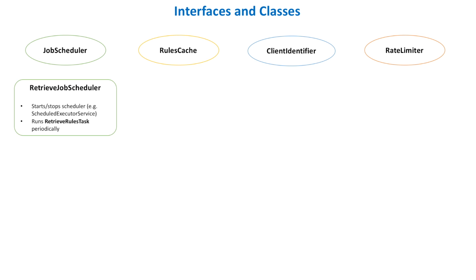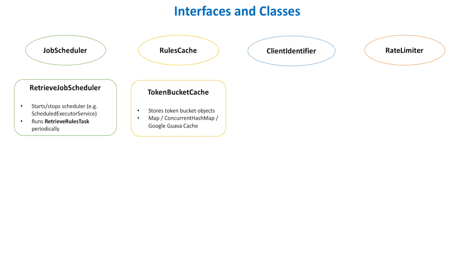Retrieve job scheduler class implements job scheduler interface. Its responsibility is to instantiate, start and stop the scheduler, and to run retrieve rules task. In Java, for example, we can utilize scheduled executor service interface as a scheduler.